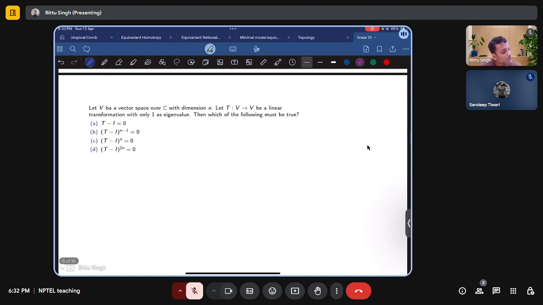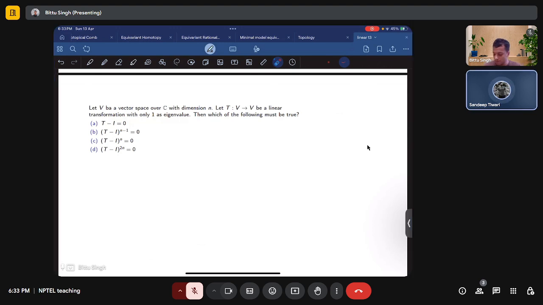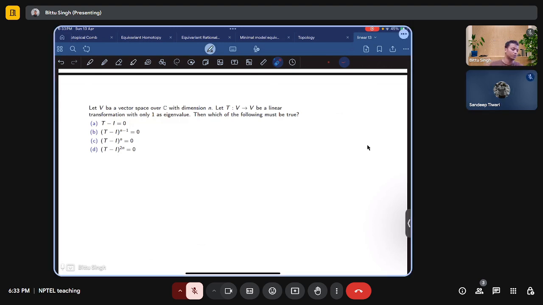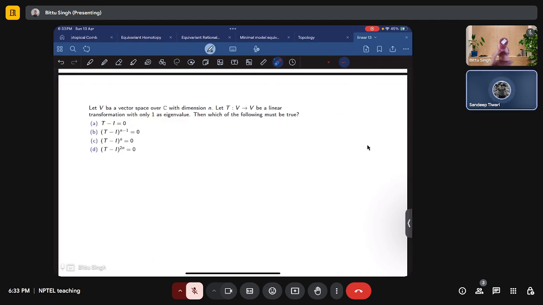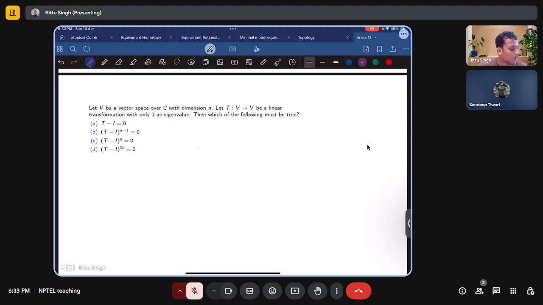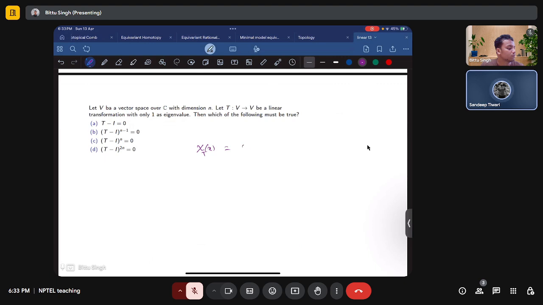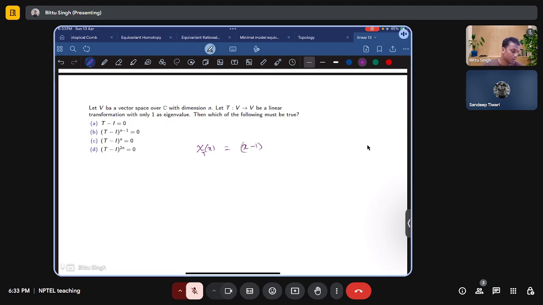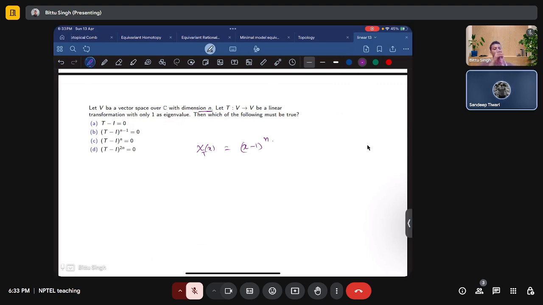Now, what about this question? With only one eigenvalue, yes, 1 is the only eigenvalue. Sir, option A need not be true. So, what is the characteristic polynomial? (x minus 1) to the power n. Yes, 1 is the only eigenvalue. It is an n by n matrix, therefore (x minus 1) to the power n, right? Because the dimension is given as n. E and D are correct.